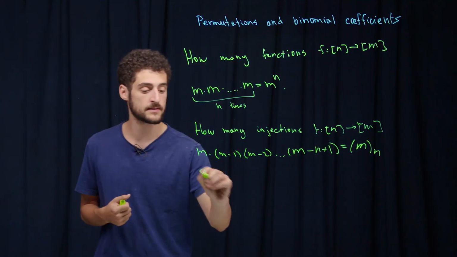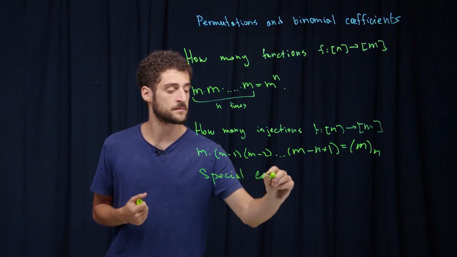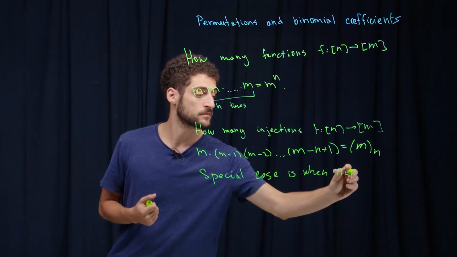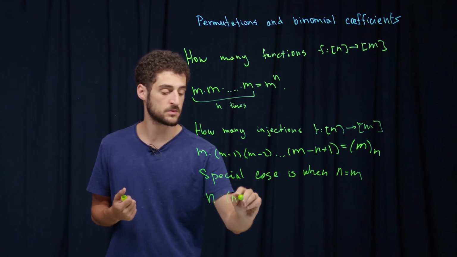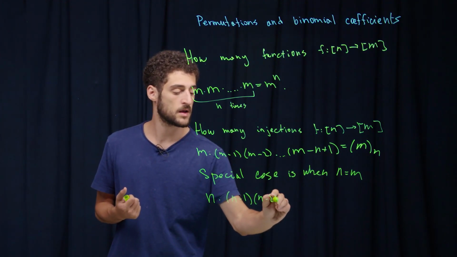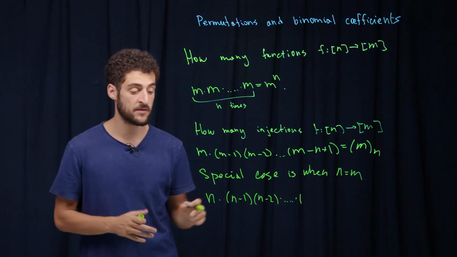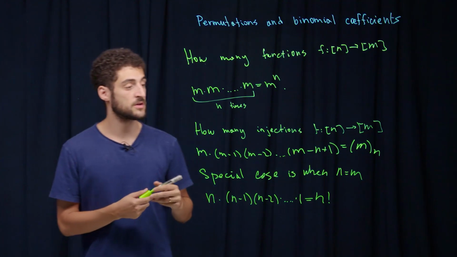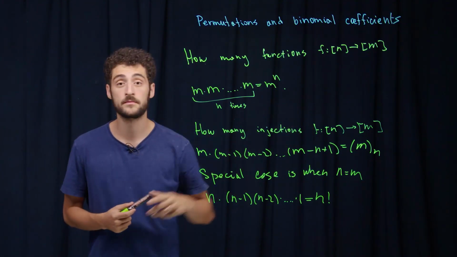A special case of this is when n is equal to m. In this case, we have n times n minus 1 times n minus 2 times ... times 1, and we call it a factorial of n. And such an injection we call a permutation of n.